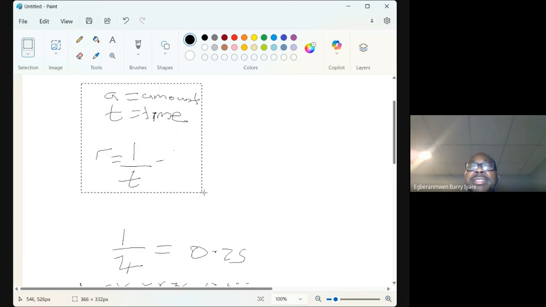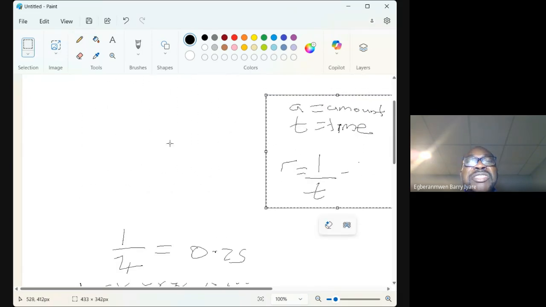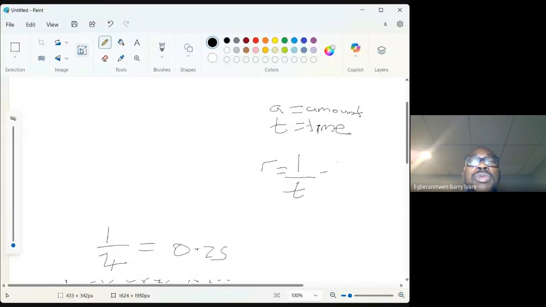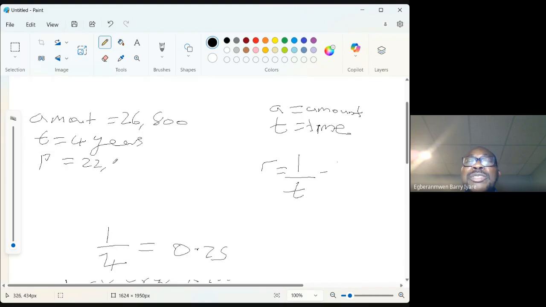Here we are asked to calculate the simple interest rate. If you look at the question, we are given the amount to be 26,800. We are given the investment term, that is the time, T equal to 4 years. The original principal, P, is equal to 22,000 naira. Now the question is, what is the simple interest rate that we need to end up with 26,800?